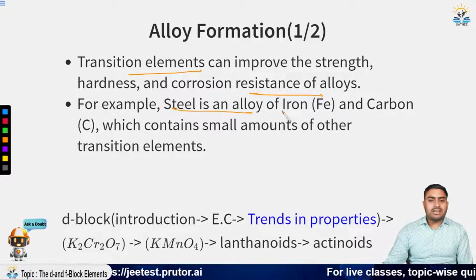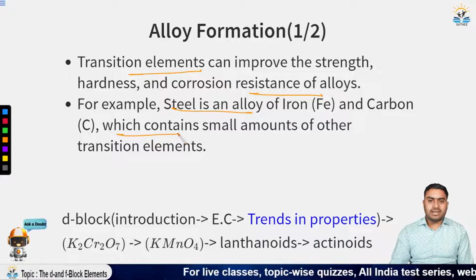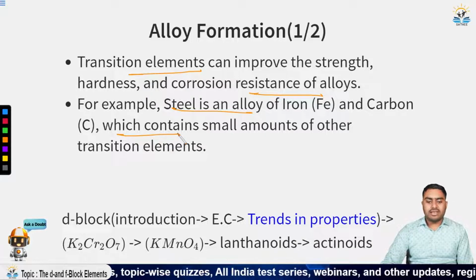For example, steel is an alloy of iron and carbon, which contains small amounts of other transition elements as well, right? Iron is a transition element, so definitely they can form alloys.